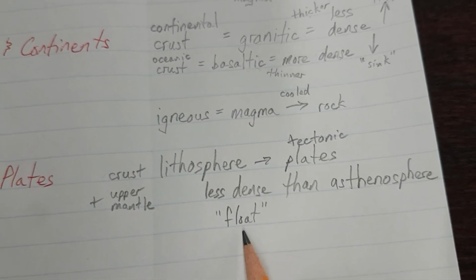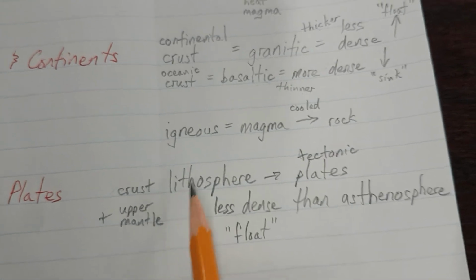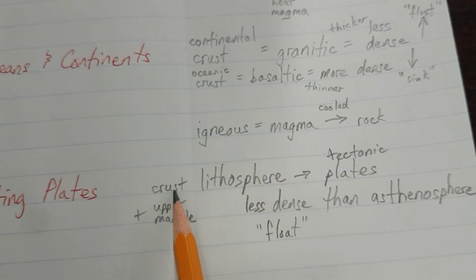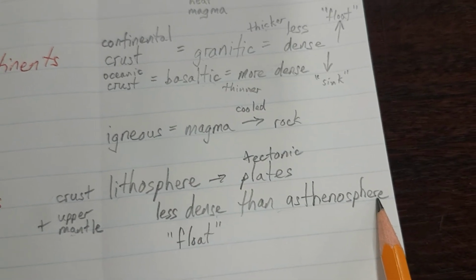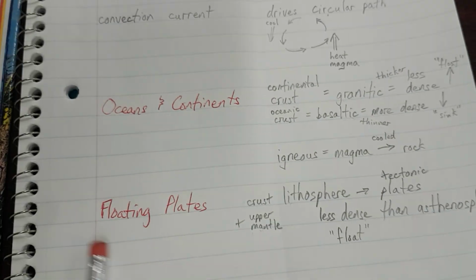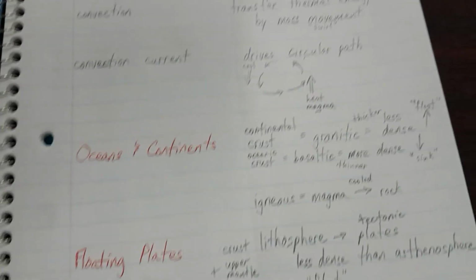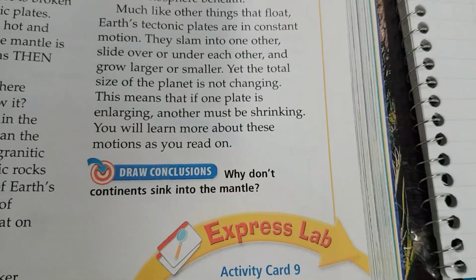Continents float on the mantle because everything in the lithosphere, the crust and the upper mantle, is less dense than the asthenosphere. Okay, so we have all the information we need right here in floating plates and in oceans and continents to answer that question. Since we have all the information we need, then that means we're done. Okay, we did all the pictures, we did everything else. Good job persevering with the growth mindset, and roar Wildcats!